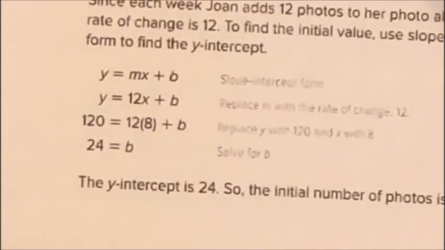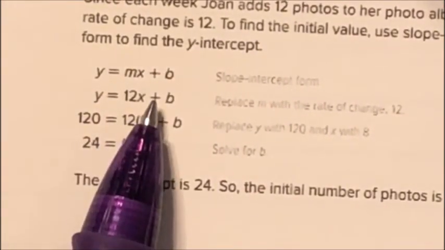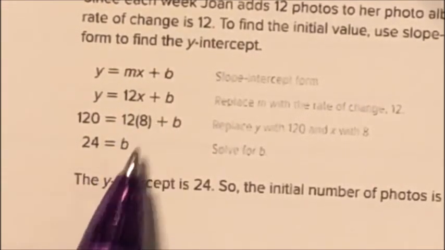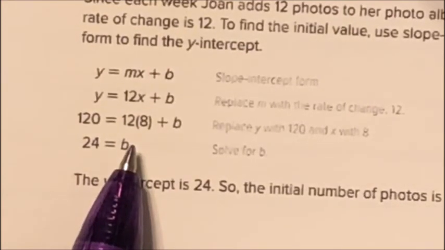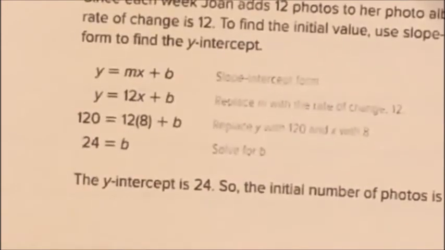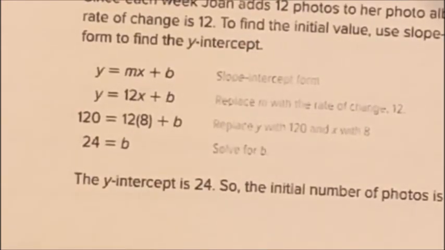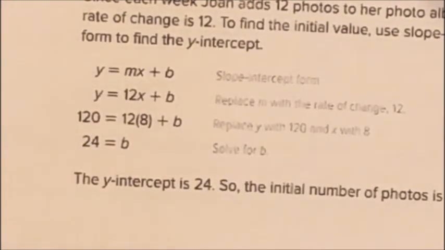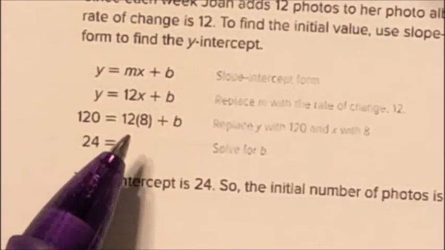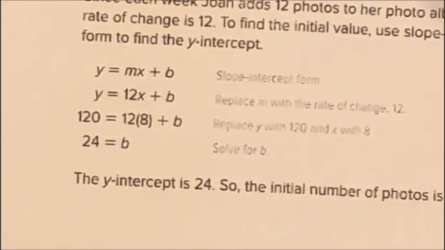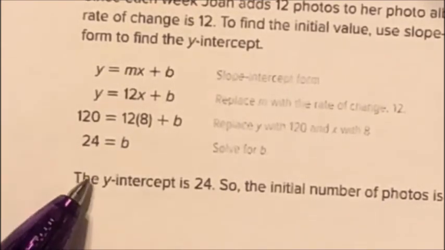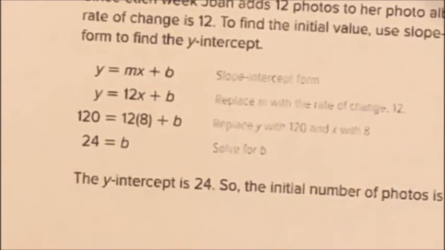My slope-intercept form, as we recall, is y equals mx plus b. So y equals 12, remember, that's my slope, my change, x plus b. I have 120 photos after week 8, because that's what they gave us originally. So 8 is my x value, 120 photos is my total y value. So I have 120 equals 12 times 8 plus b. 12 times 8 gives me 96. So 120 minus 96 gives me 24. So she started with 24 photos.